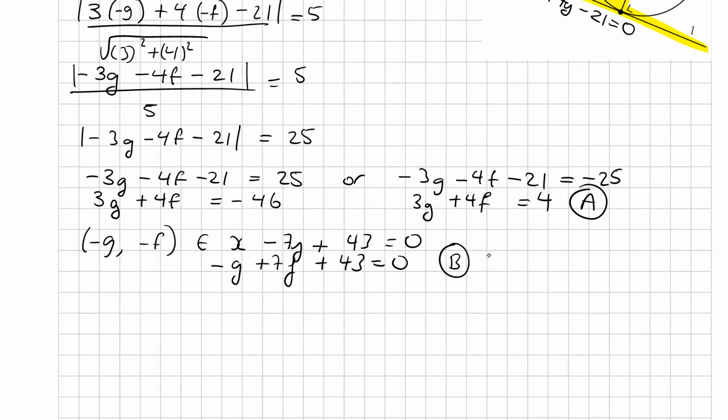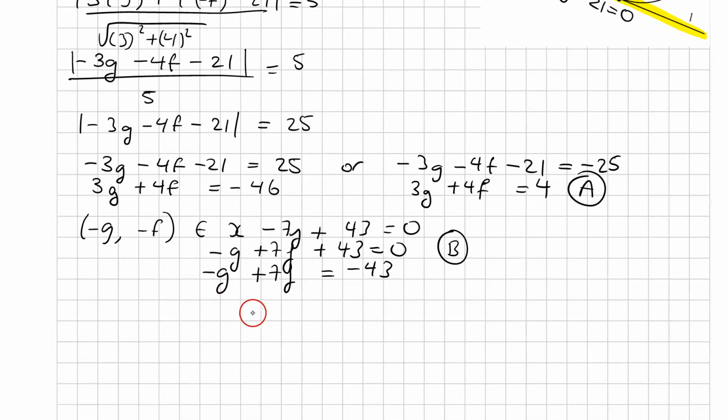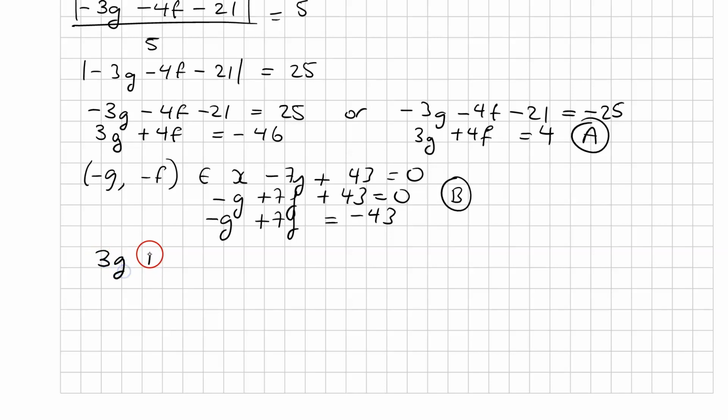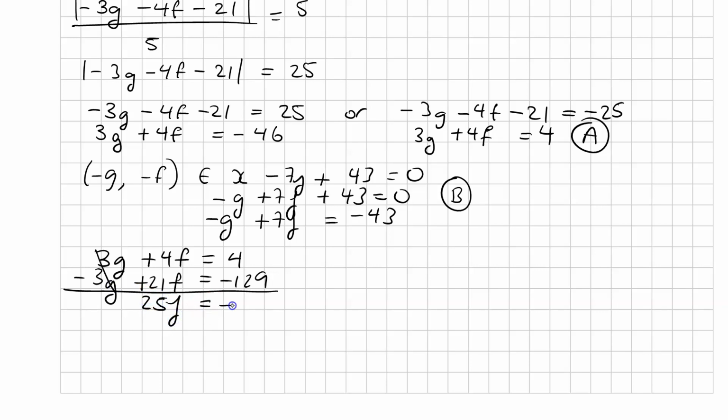If we look at this one, I'll write the bottom equation as minus g plus 7f equal to minus 43. If I multiply that equation by 3, I'll write down equation A, and then 3 times B, because it already has a minus in front of the g. So minus 3g plus 21f equals minus 129. So 25f equals minus 125, so f is equal to minus 5.